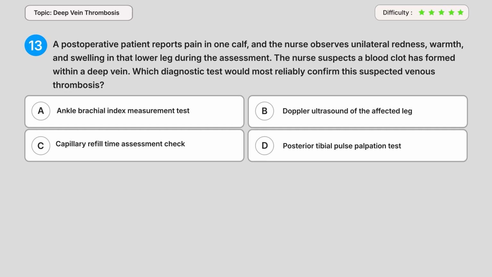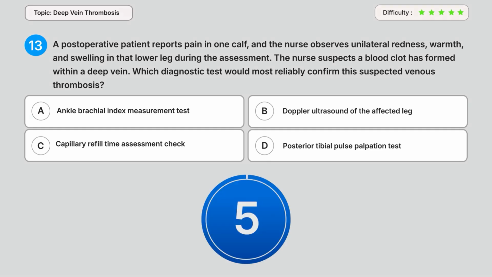A. Ankle brachial index measurement test. B. Doppler ultrasound of the affected leg. C. Capillary refill time assessment check. D. Posterior tibial pulse palpation test. Do you know the answer?